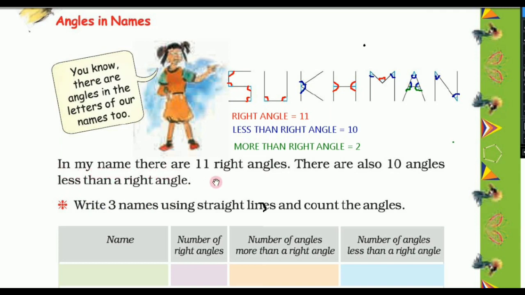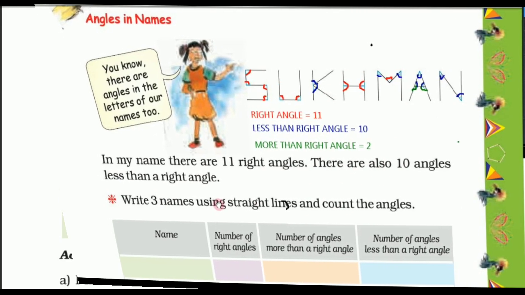In my name there are 11 right angles. There are also 10 angles less than a right angle. So here Sukhman said that in my name there are 11 right angles, and there are also 10 angles less than a right angle. So we have also counted here.